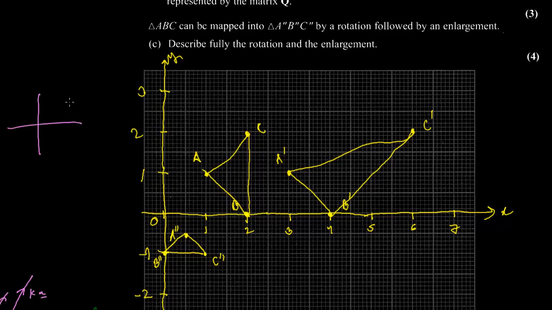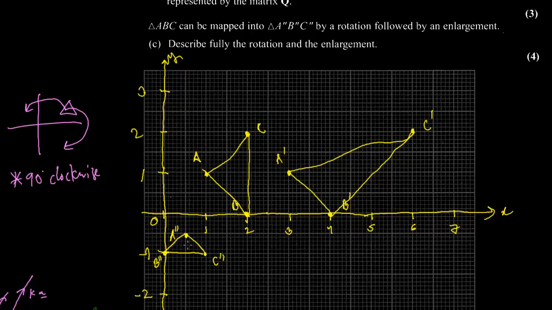If this is the original object, there can be two rotations. It can either go 90 degrees anti-clockwise or 90 degrees clockwise. So there are two options for rotation. If we start from triangle ABC, the rotation has to be a 90-degree clockwise rotation. So the first option would be 90-degree clockwise rotation. The next option that we have is enlargement.